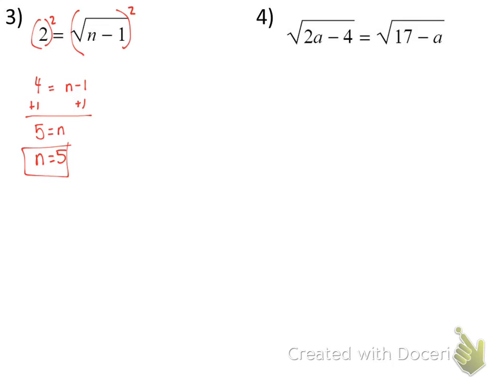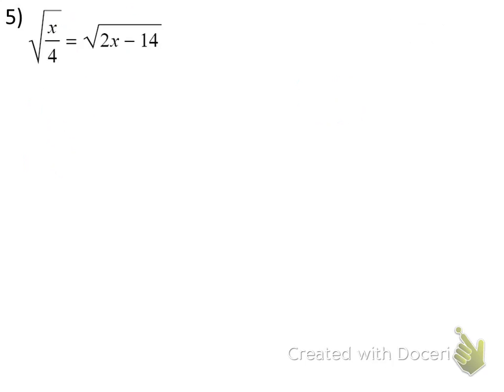Okay, good. So if you work this one out, you get a is equal to 7. I'm not going to go through this one. Everyone got that one? Number 5. Number 5, here we go. On your whiteboards. Ready, set, go.